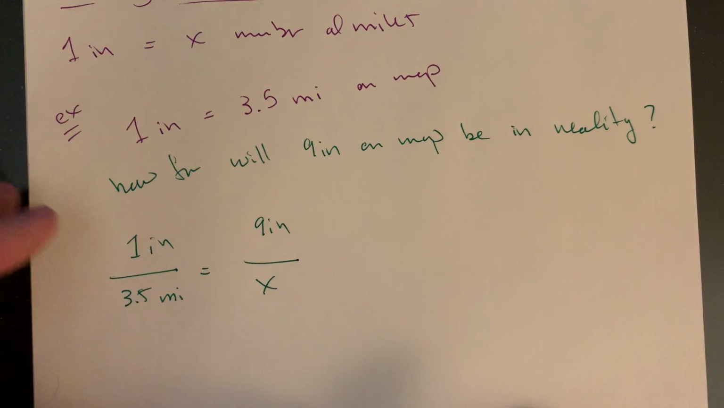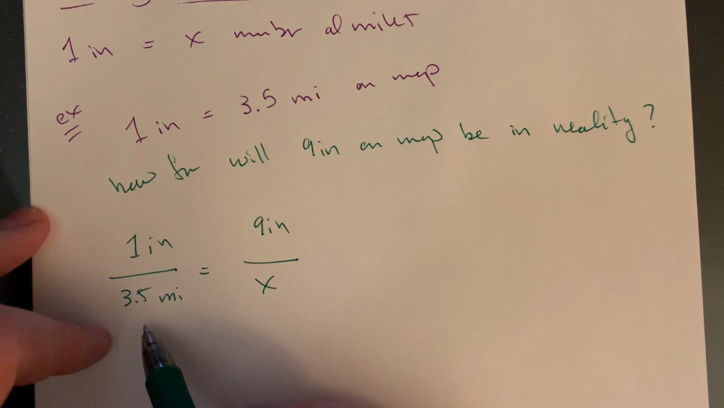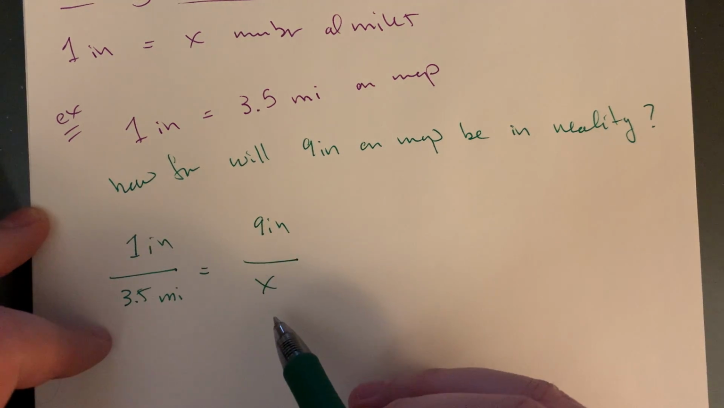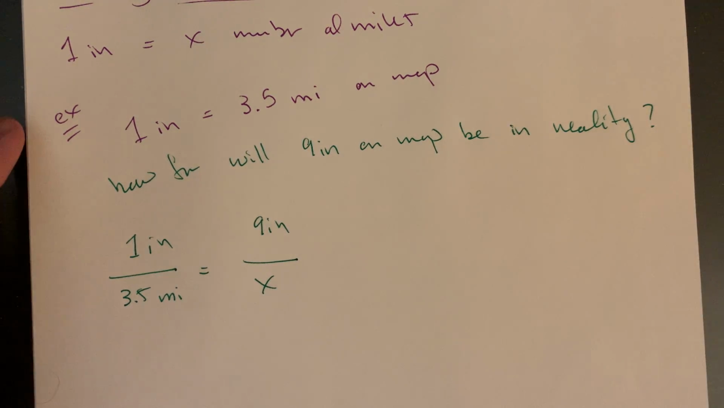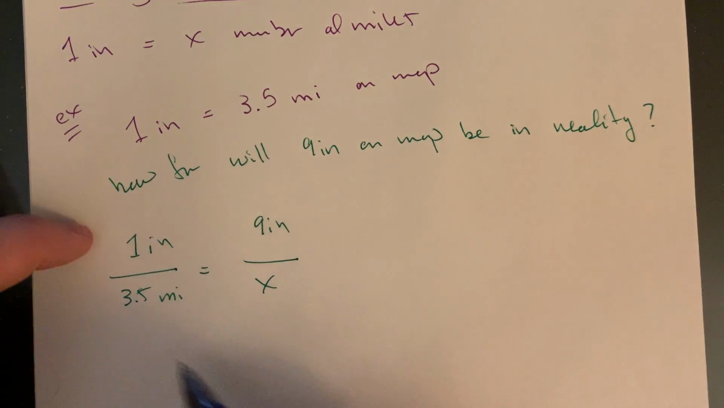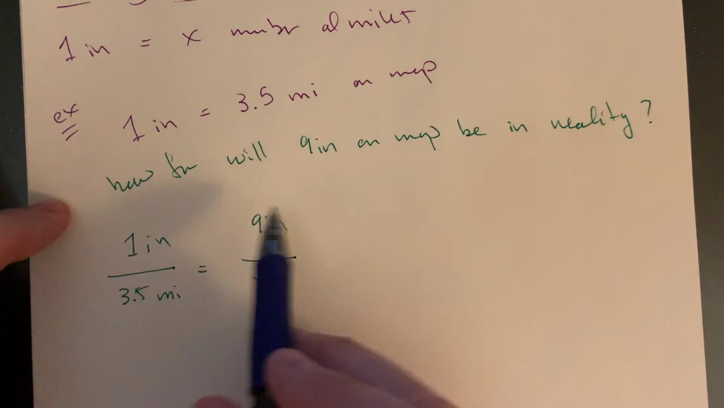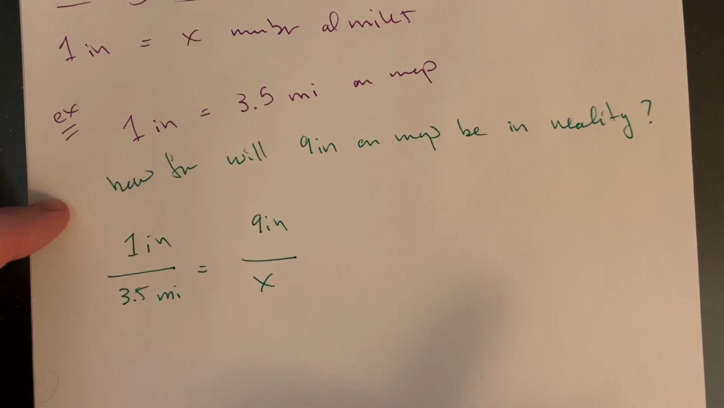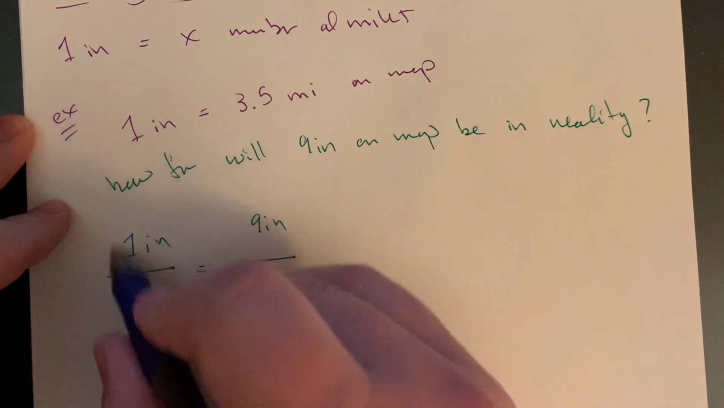And again, I can play with the setups here. You can even play around a little bit. You could do 1 inch to 9 inches and then compare 3.5 miles to x miles if you want. I mean, in theory, that also works. I think for me, it's easier to just say, okay, this is situation 1 and this is situation 2, and then you match your units or your scenarios, in this case, inches to inches and miles to miles. That, for me, makes a little more sense.